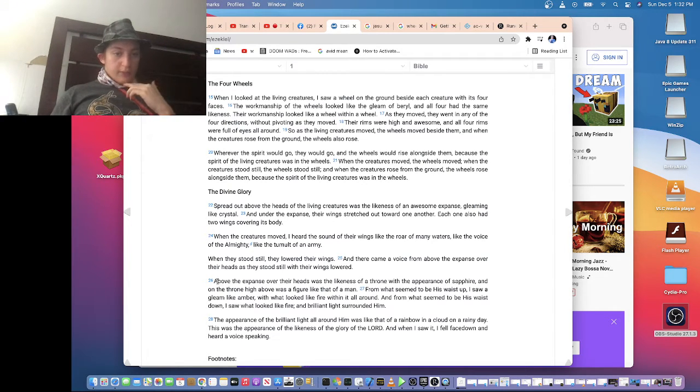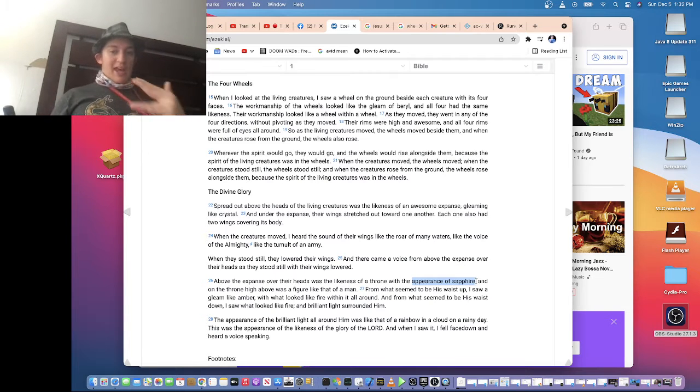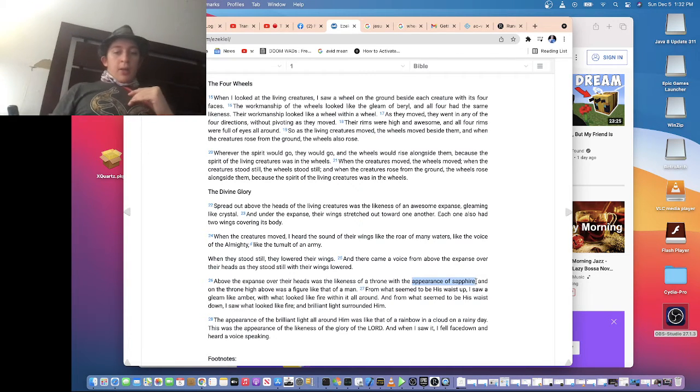Above the expanse over their heads was the likeness of a throne, and the appearance of sapphire. So this is talking about an airplane. You know how a seat of an aircraft looks? It's fancy. It's beautiful. Especially when you get in one of those things, it's amazing. And the high throne above was like a figure of a man.